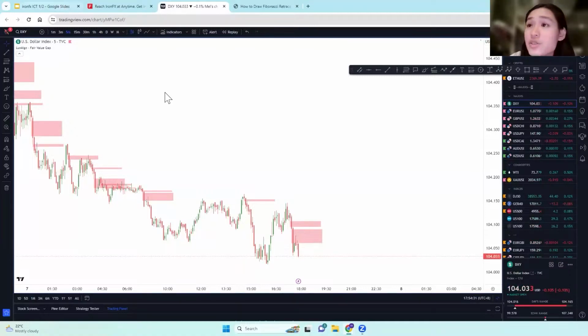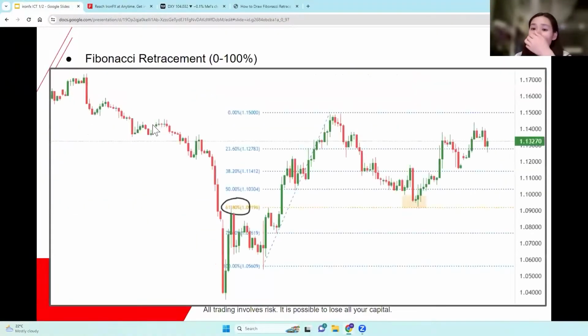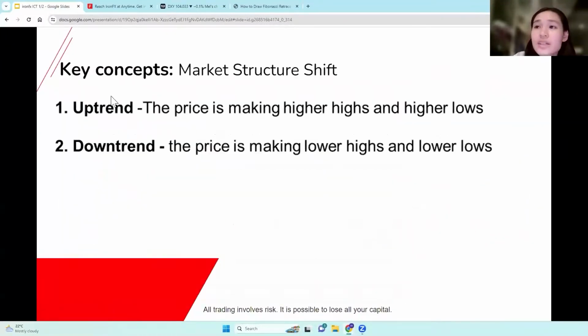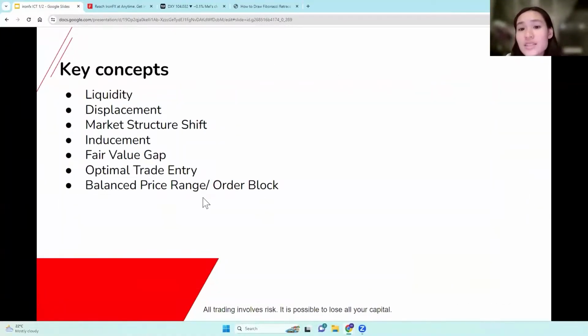So you can actually use these key concepts more like a checklist when you're using the ICT trading strategy. Firstly, you look for the liquidity, followed by the displacement, then look for any market structure shifts, inducements, and fair value gaps, and then use your Fibonacci levels to find your optimal trade entry, followed by the balanced price range, which is basically looking for a double fair value gap.